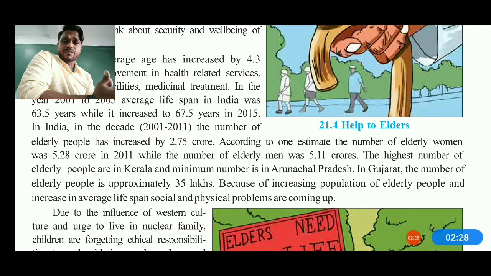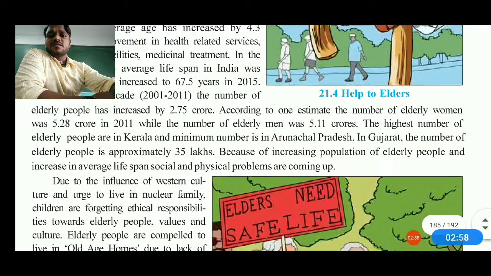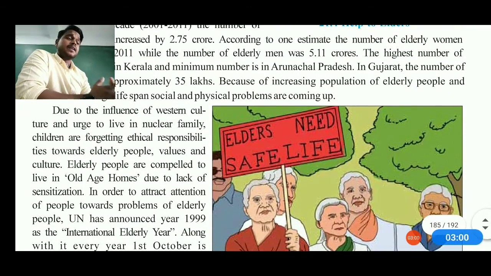Now in Gujarat also we have to focus on this: approximately 35 lakh elderly people are there, and because of the increasing population, elderly people are not getting all the proper amenities. So therefore we can say that with elderly people and the increasing lifespan, social and physical problems are also coming. And right now elderly people who really are eligible to get all kinds of help, love, support, and nourishment from their own people are not getting it here. So we can say this is due to the influence of Western culture.